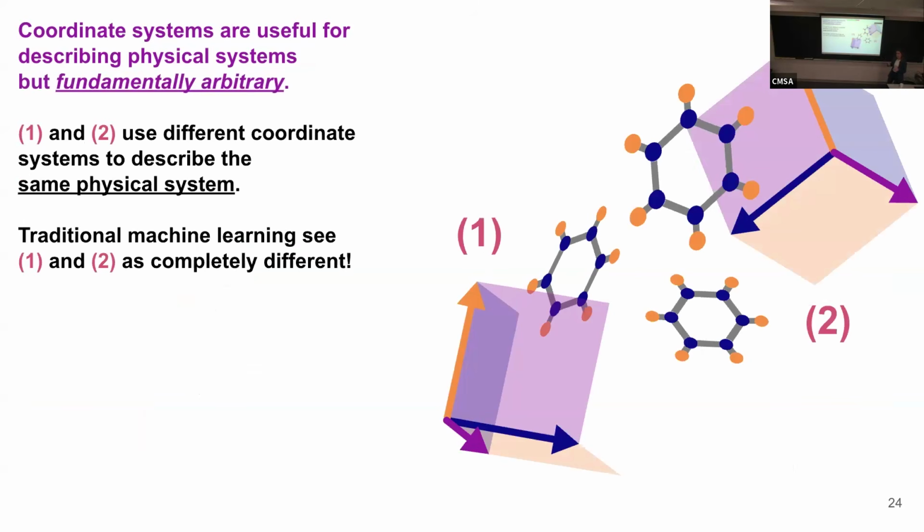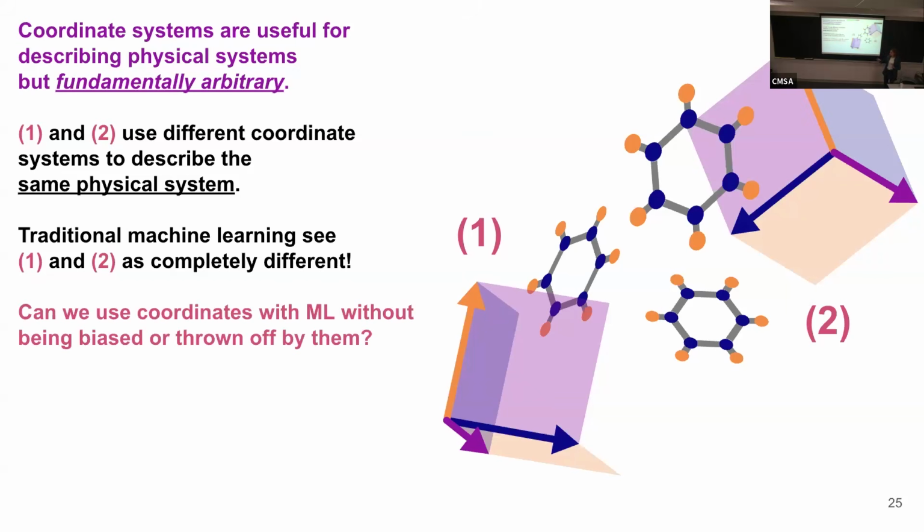So translation, rotation, and if I went from a right-handed coordinate system to a left-handed coordinate system, I could even include inversion. But a traditional machine learning model will not be able to see that these are actually the same system described differently. Now, in order to use 3D coordinates, which are useful, but not be biased by the coordinate system, we have to kind of build this in. So can we do this?